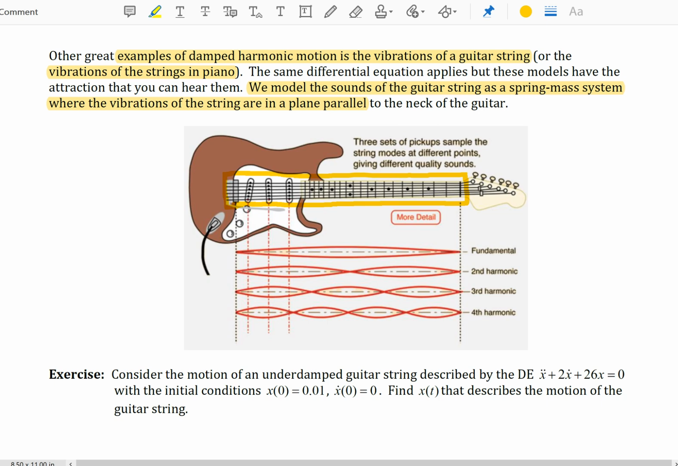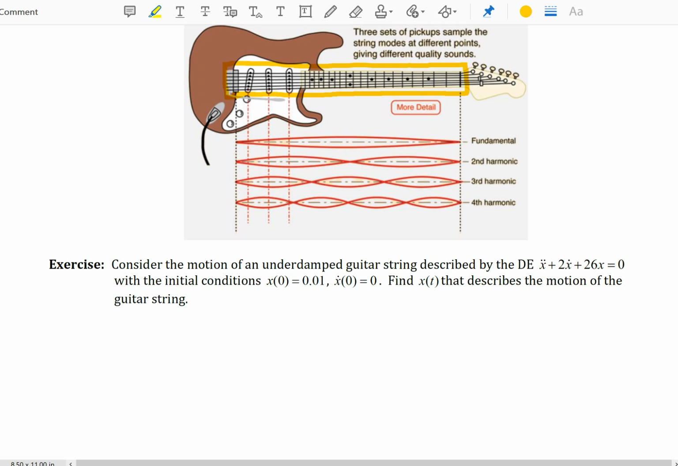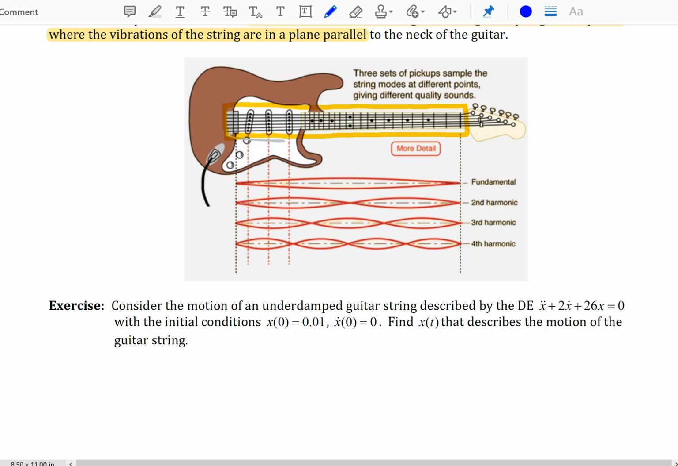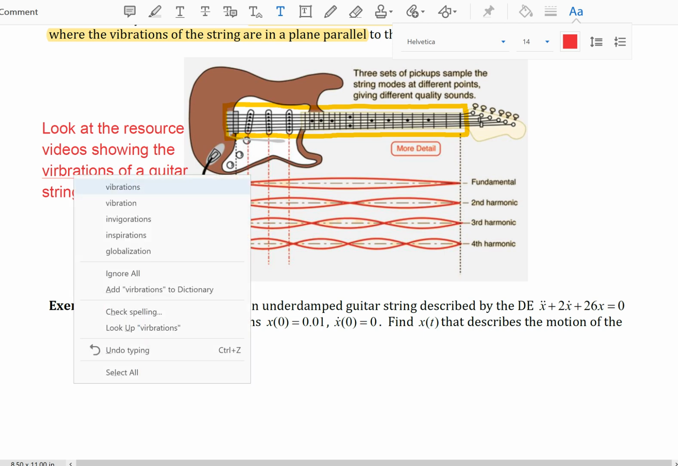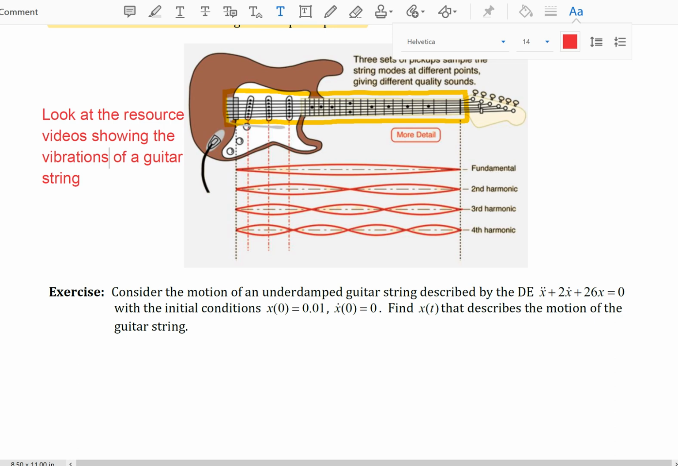And so when you pluck a string on a guitar, the string will show vibrations. So let's look at an example. Actually, I just thought, in Canvas there are some great resource videos that show you the visualizations of how a guitar string vibrates over time. So if you haven't done that yet, make sure you go and look at the resource videos showing the vibrations of a guitar string. Now, I think they're really interesting videos and something that you'll probably get a lot out of. But let's look at our example here.